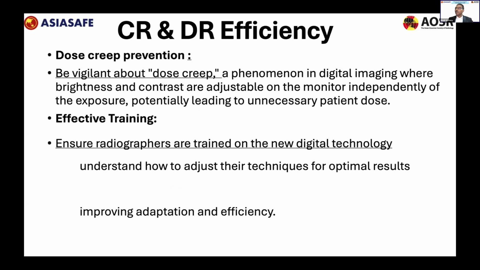And in other areas, dose creep has already been dealt with, because that's an important area which we should be concerned about. And even more important is effective training. When people move on from plain radiograph to CR and from CR to DR, at every step our technologists have to be trained thoroughly to understand the difference in the techniques involved and how we can get the optimal image resolution from the exposure you have given. So improving adaptation and efficiency should be the keyword, especially when training is given.